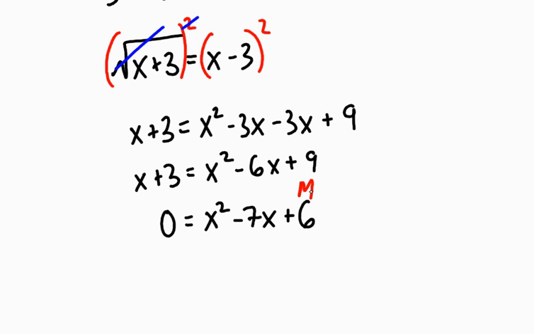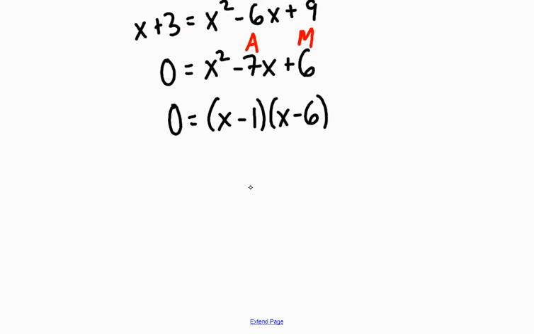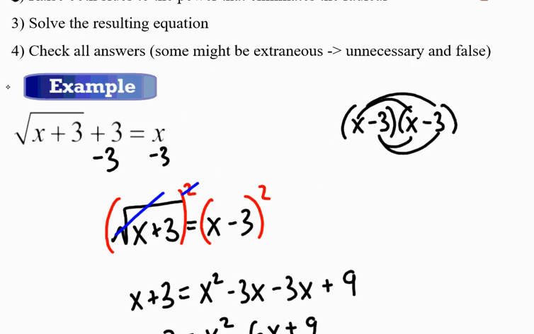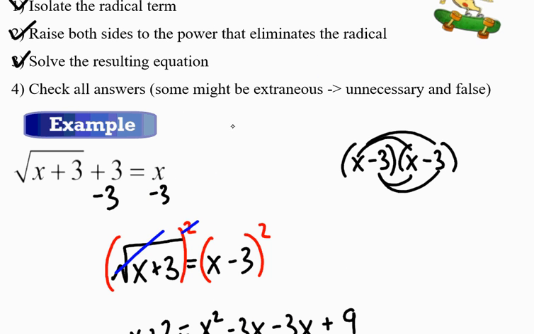What two numbers multiply to make 6 and add up to be negative 7? That's going to be minus 1 and minus 6. The order in which you write them is not important. And then that means that my two possible solutions are x equals 1 and x equals 6. But then you need to do the last step, and that is you need to check all answers. Some might be what we call extraneous, extra, meaning unnecessary and false.